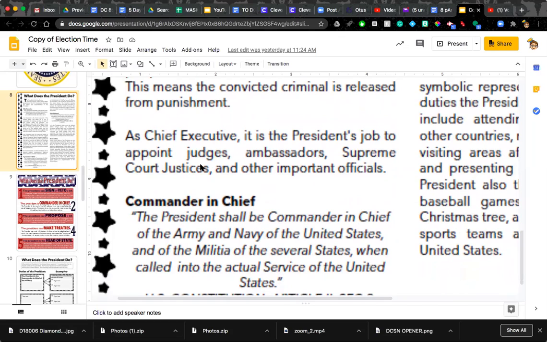As chief executive, it is the president's job to appoint judges, ambassadors, Supreme Court justices, and other important officials. Good. And we have seen this recently in the news with the Supreme Court justices, with the passing of Ruth Bader Ginsburg, and then the election of our new Supreme Court justice.